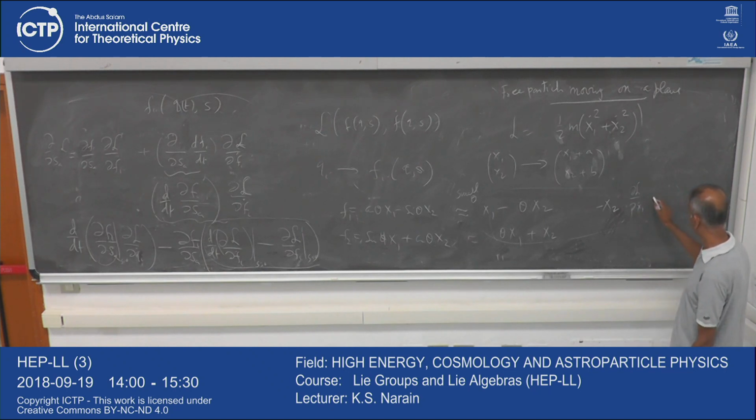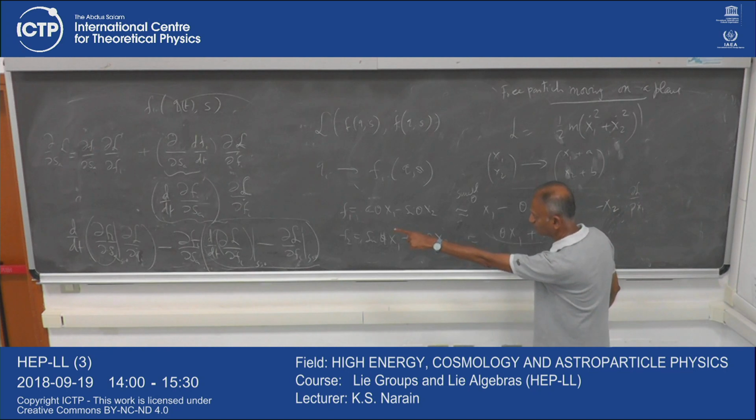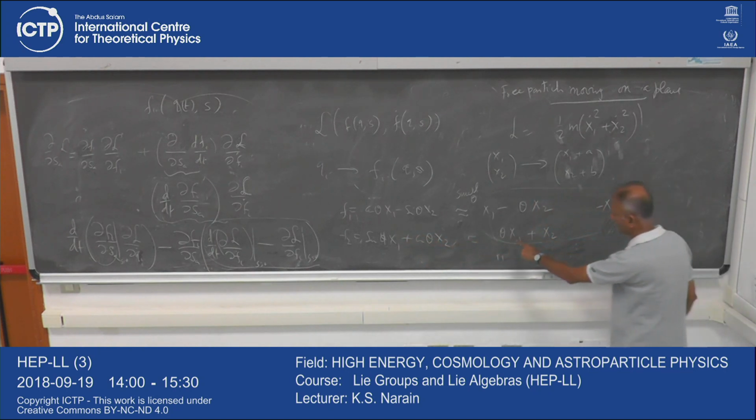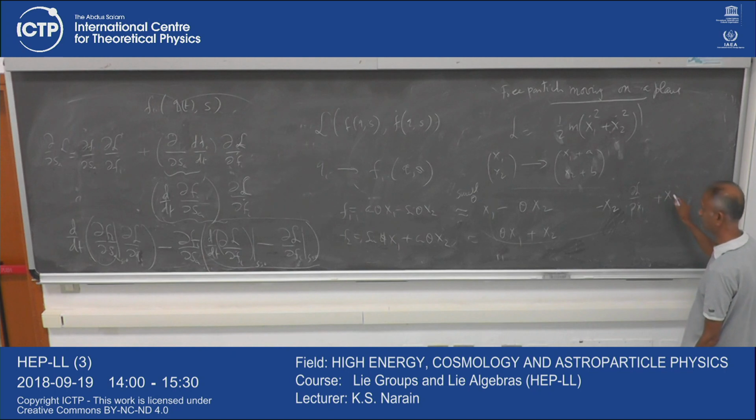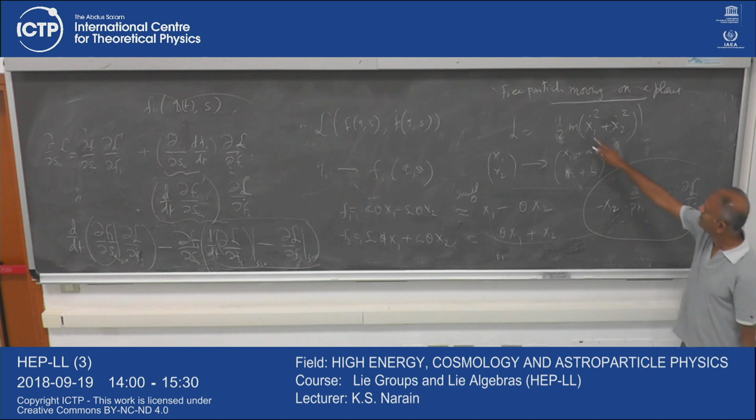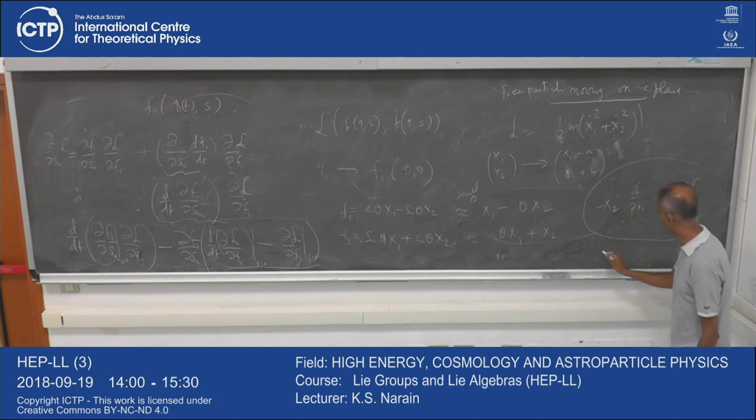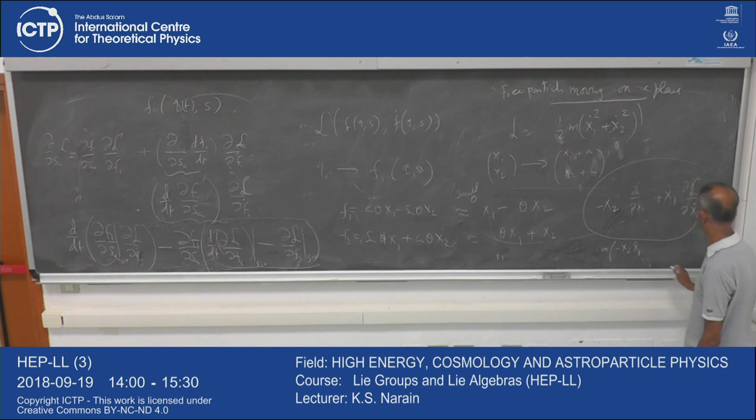And then I look at the f2, which is theta x1. So the first derivative will give me plus x1 and dL by dx2 dot. So that formula says that this quantity is conserved. D by dt of this is 0. But what is dL by dx1 dot? It is simply m x1 dot. So you find here this quantity is m times minus x2 x1 dot, and then plus x1 x2 dot.